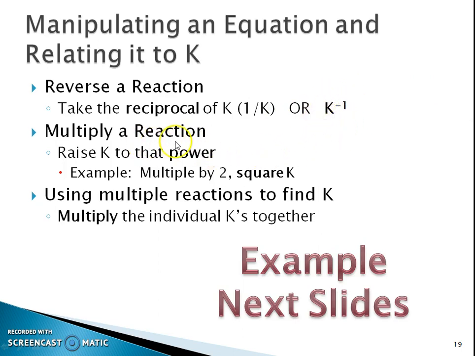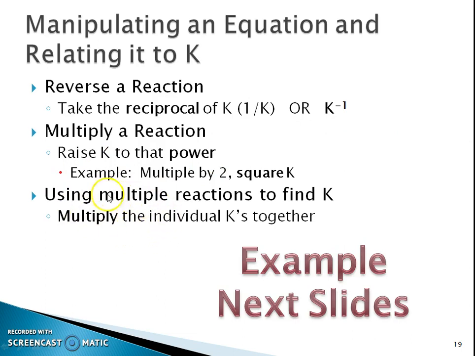If you're multiplying a reaction, so let's say we double a reaction, meaning we double those coefficients, really what we're doing is we're raising that power, we're squaring it. Okay, so that's a little tricky. You're not just doubling, even though you're doubling the reaction as far as the coefficients go, you're really not doubling the K value. You're actually going to square the K value.